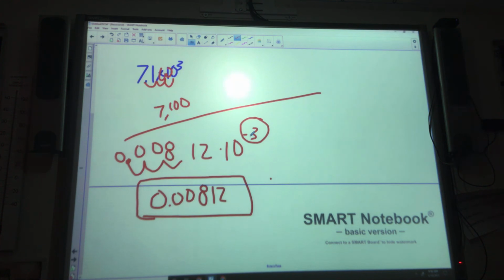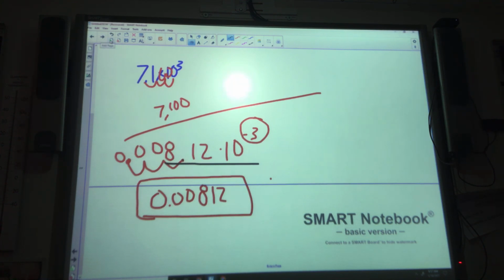Yes? Where'd you get the 1, 2 from? The book has the example, 8.12. So originally it was 8.12 times 10 to the negative third. This decimal point was right here. I moved the decimal point three places, and I moved it to the left because I know I'm trying to make the number smaller. I copied it wrong. Okay.